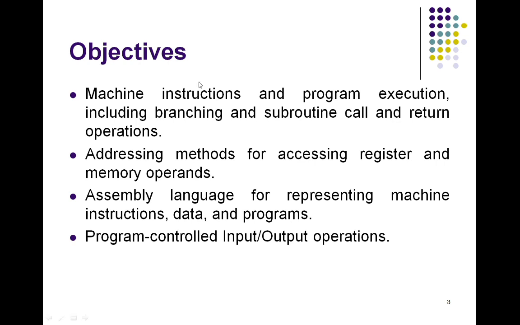The first one is machine instructions and program execution, including branching and subroutine call, and also the return operations. The second objective is addressing methods for accessing the register and memory operands. The third objective is assembly language for representing the machine instructions, data, and programs. The last objective is program controlled input output operations. So, I'll discuss these objectives in detail in the later concepts.